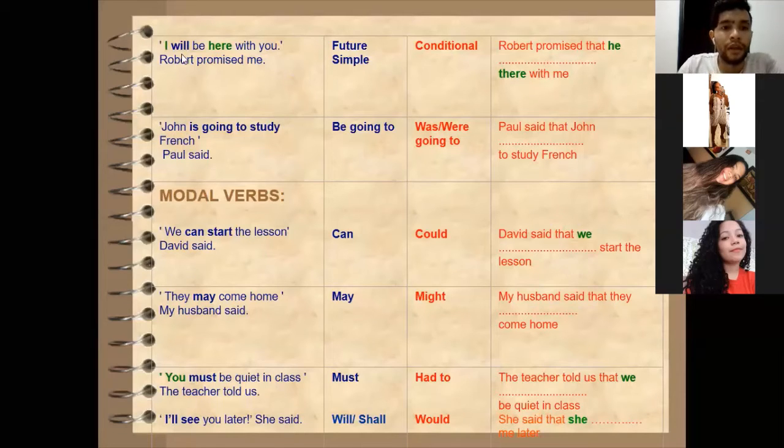So, I will be here with you, Robert promised me. Future simple. Now, will, again, tells me that this is a sentence in the future. And when I use a sentence in the future, in the reporter's speech, I have to use the conditional form. And what is the conditional form? Let's say, Robert promised that he what, guys?